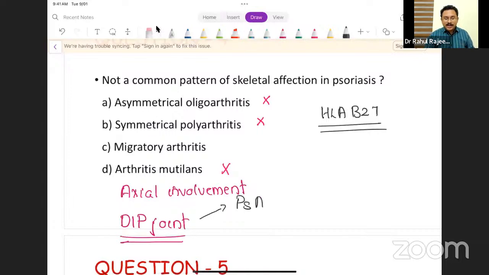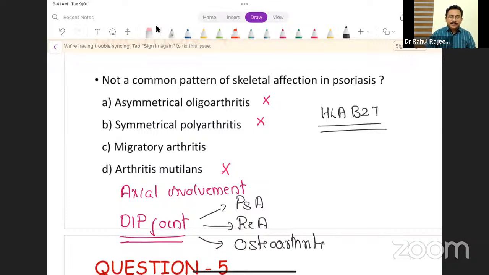Number 1 is psoriatic arthritis. Number 2 is reactive arthritis. And number 3 is osteoarthritis. So in fact, these are the major patterns of skeletal affection. Migratory arthritis is not actually a feature. Migratory arthritis is actually a feature of acute rheumatic fever. So this one will be a feature of acute rheumatic fever. And so my answer is going to be option C.